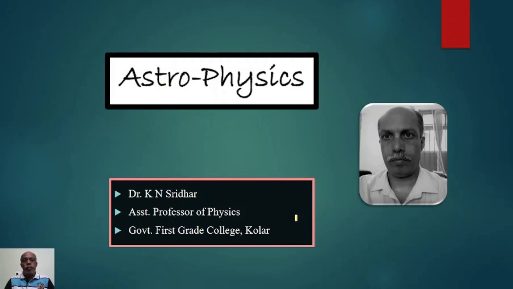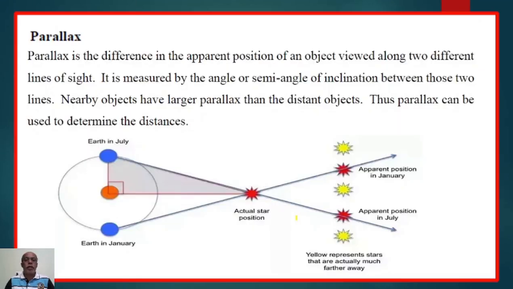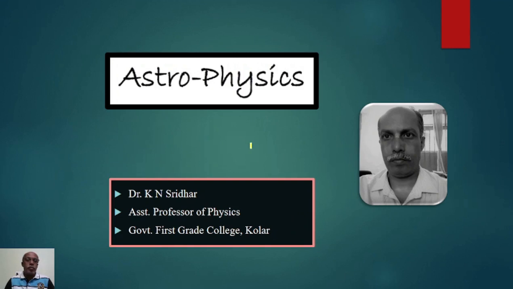We are now discussing a few concepts of astrophysics. Astrophysics is the branch of physics which deals with the physical properties of heavenly bodies such as stars, galaxies, the planets, the solar system, and so on. Among the physical properties, we usually study the mass, the dimensions, the density, the volume, and the distances of these heavenly bodies from the earth.